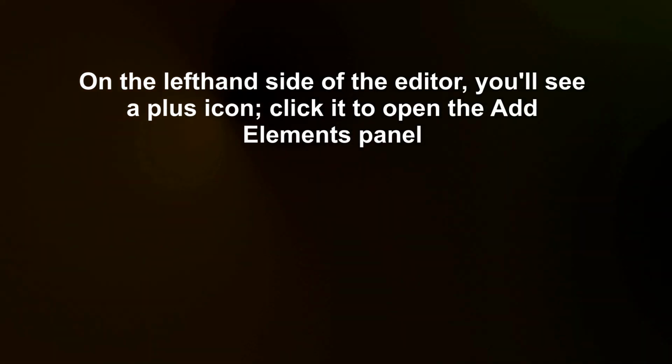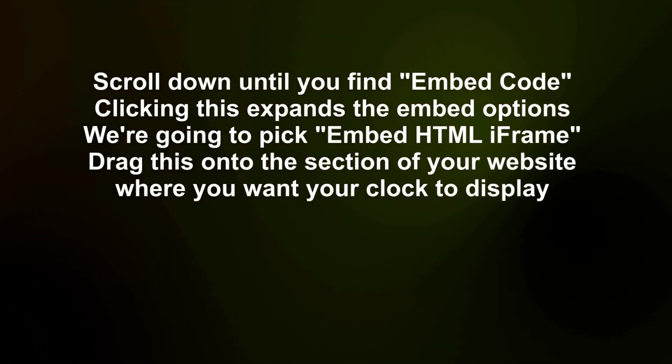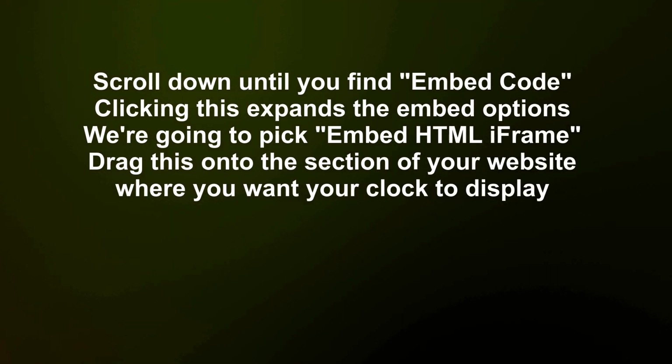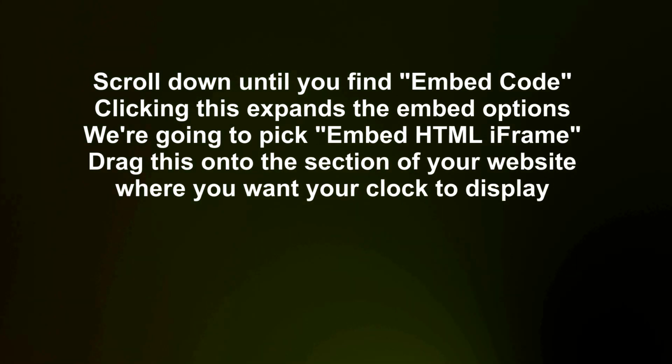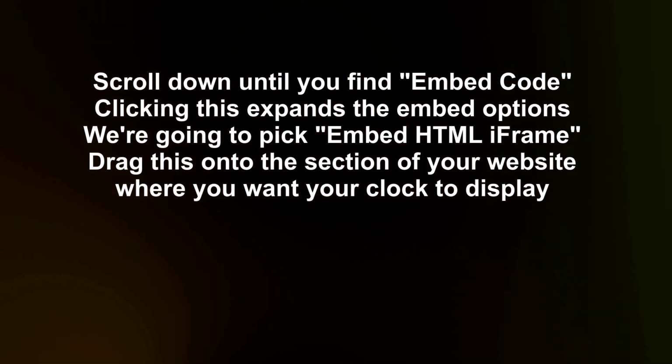On the left-hand side of the editor, you'll see a plus icon. Click it to open the Add Elements panel. Scroll down until you find Embed Code. Clicking this expands the embed options. We're going to pick Embed HTML iframe. Drag this onto the section of your website where you want your clock to display.